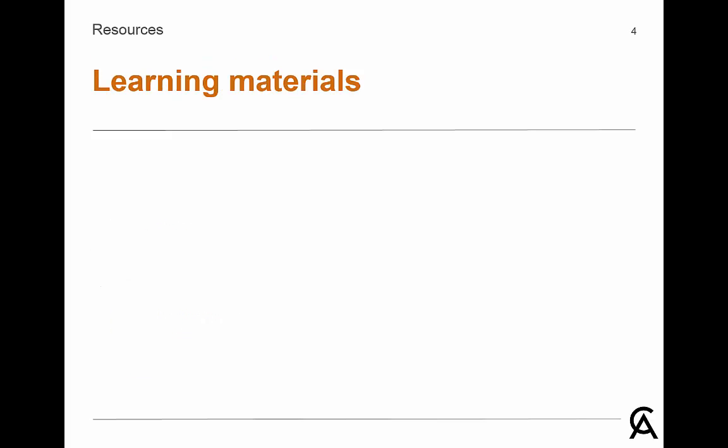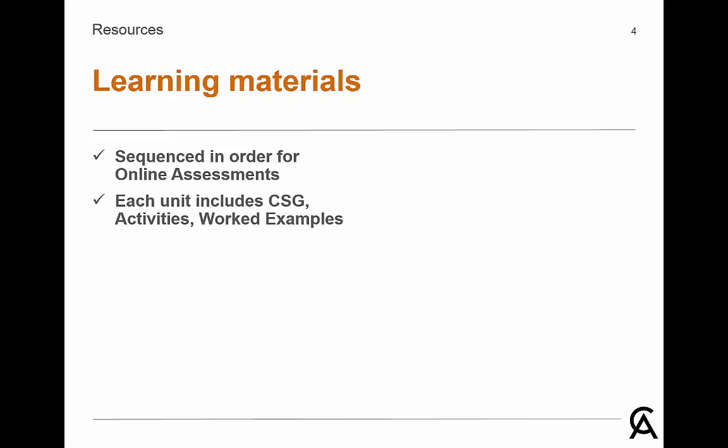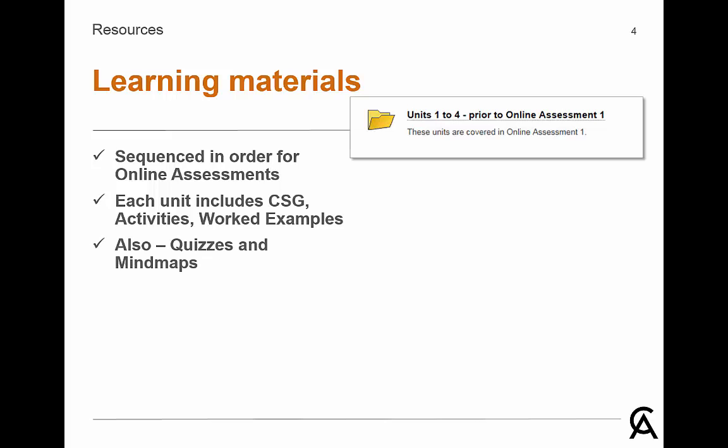Now the learning materials are sequenced in the order as they're going to come up in the online assessments. So you'll know that online assessment 1 will cover units 1 to 4, so we've grouped those together. Within each unit there's the CSG, activities and worked examples. You've got your study guide, or you can do it online, which has the PDF, and some of the worked examples and activities are interactive. So you've got a choice how you want to approach them.